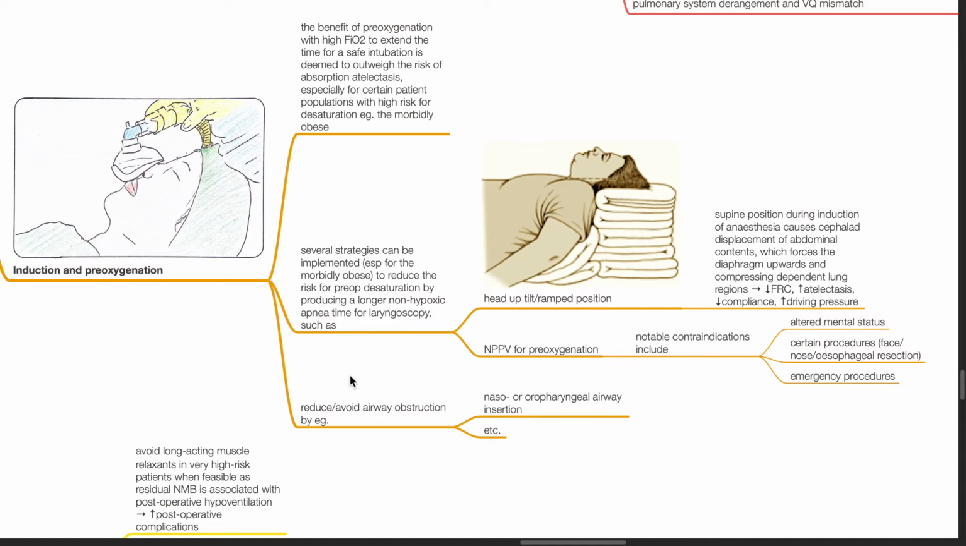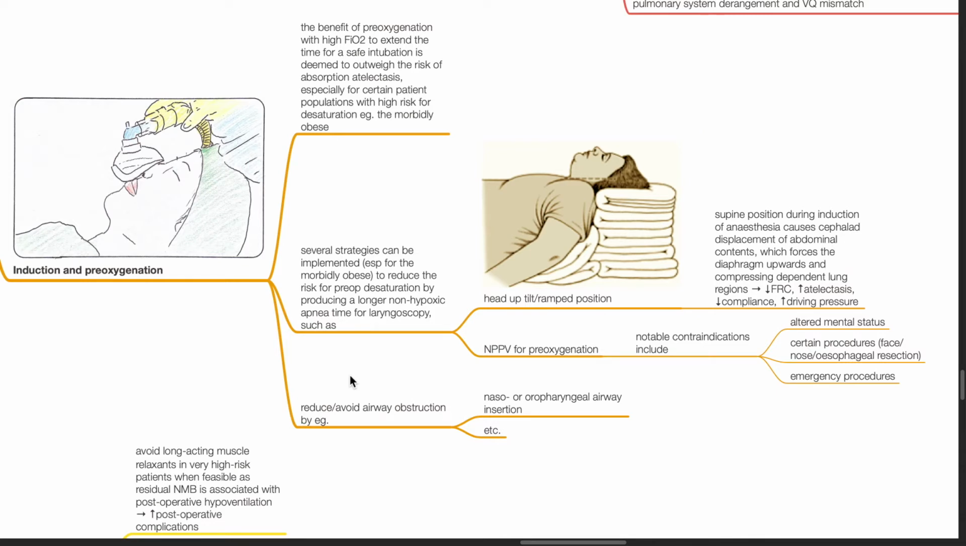A supine position during induction of anesthesia causes cephalad displacement of abdominal contents, which forces the diaphragm upwards and compresses the dependent lung regions, resulting in reduced FRC, increased atelectasis, reduction in compliance, and increasing driving pressure. The head-up tilt will mitigate this.